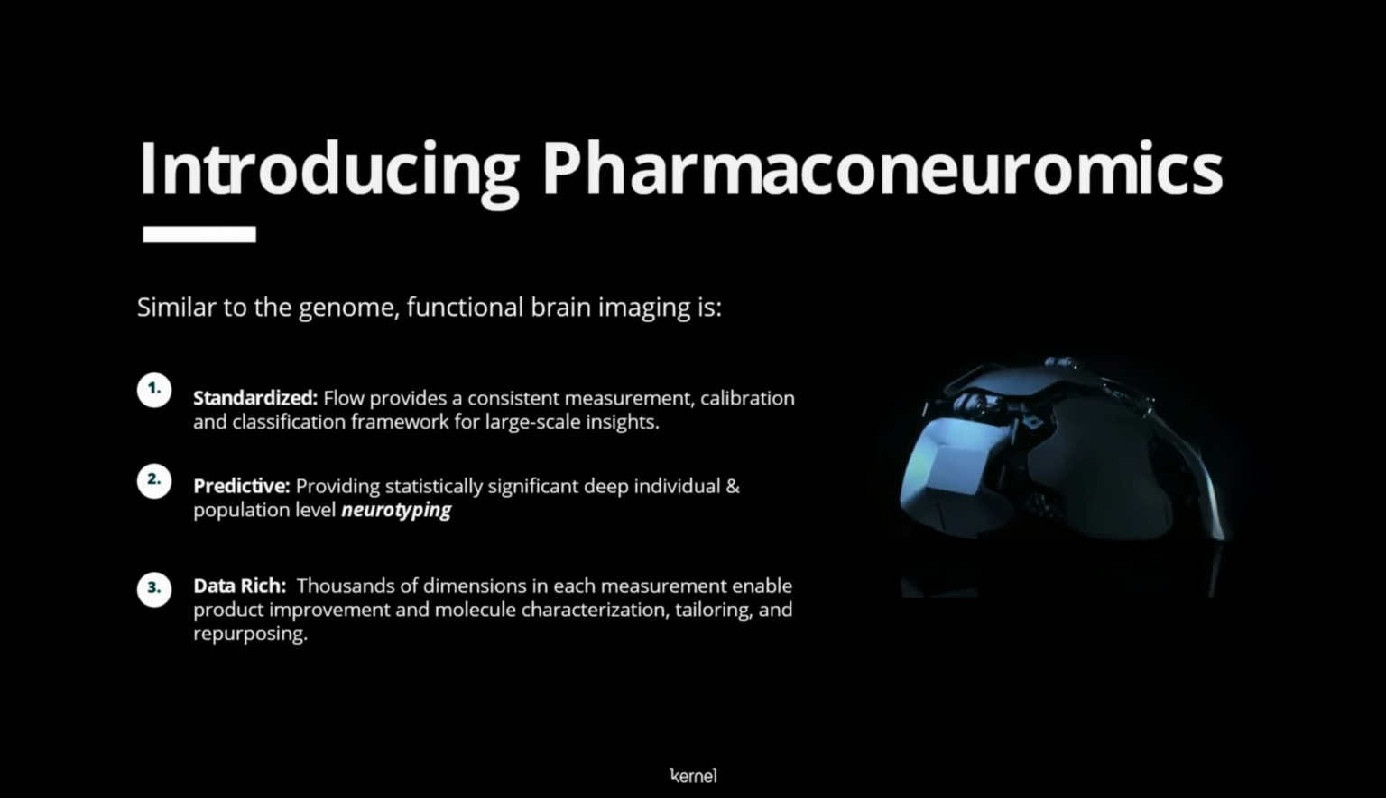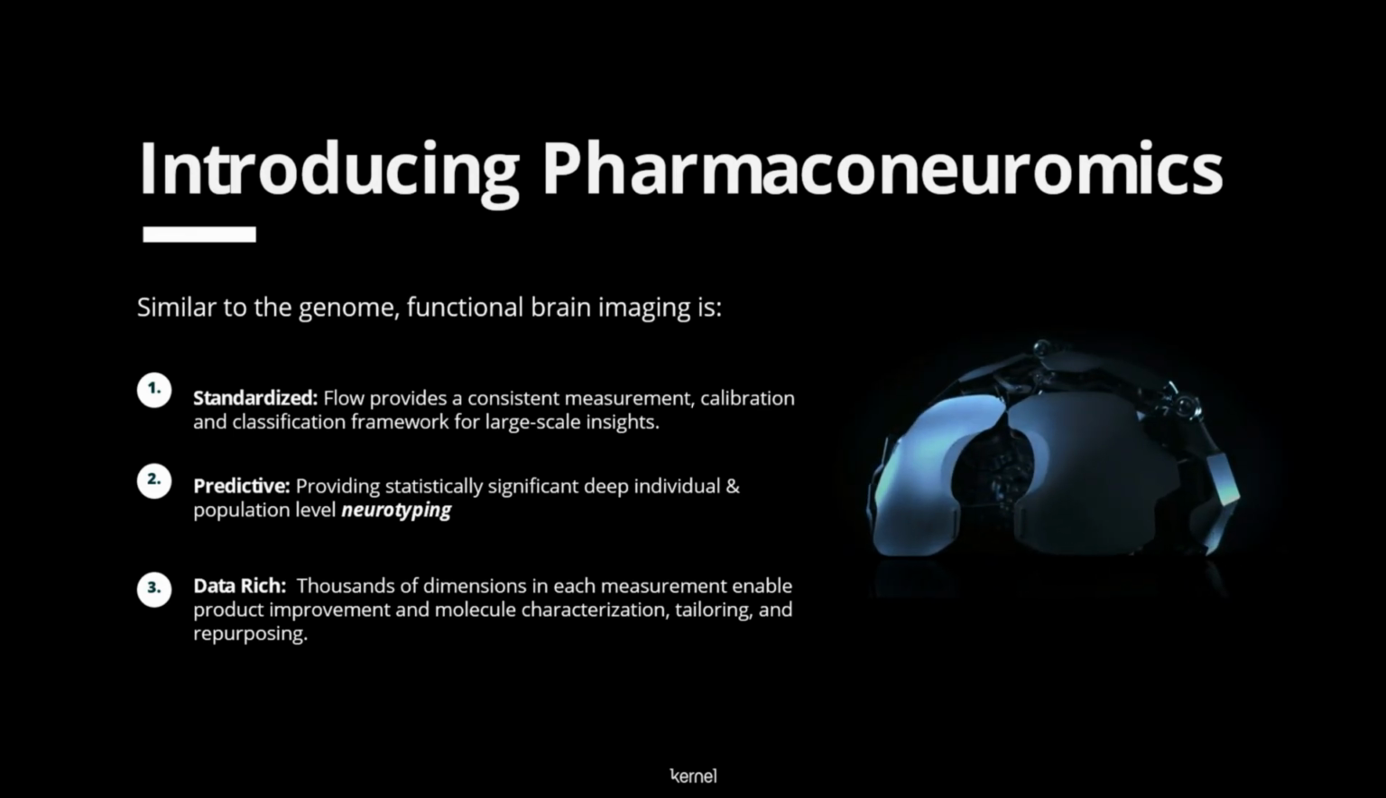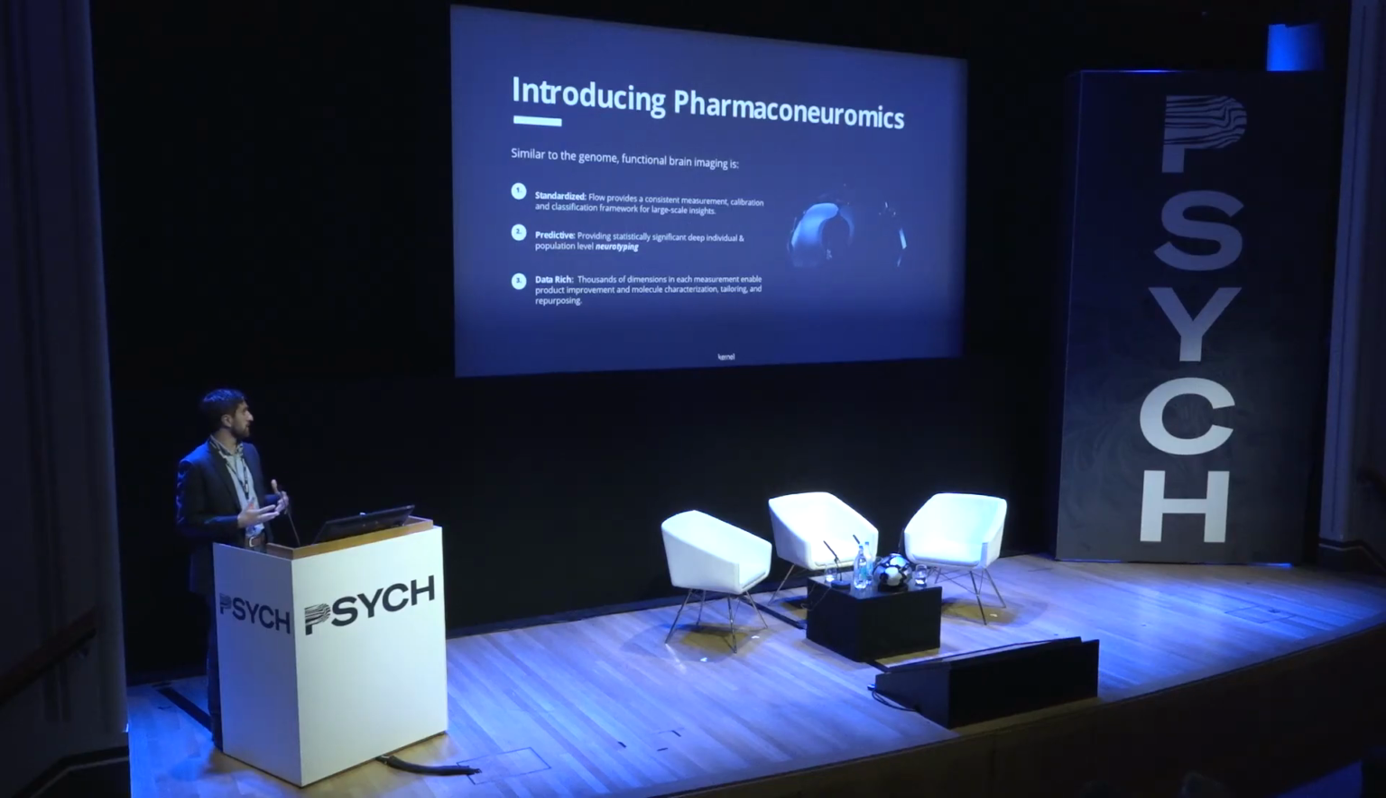And then finally, it's very data rich. The functional connectivity information we can pull out using Kernel Flow with 5 minutes of setup provides thousands of parameters. These parameters can enable use for things like molecule characterization, tailoring, or repurposing, so maybe reassigning it to new types of indications.